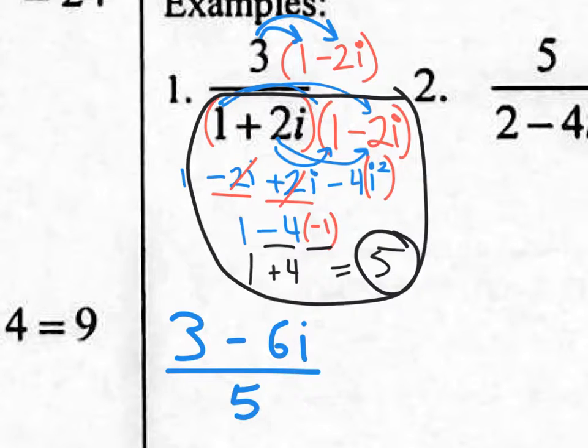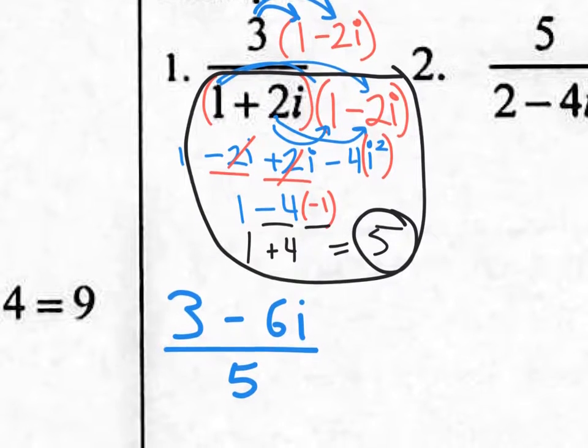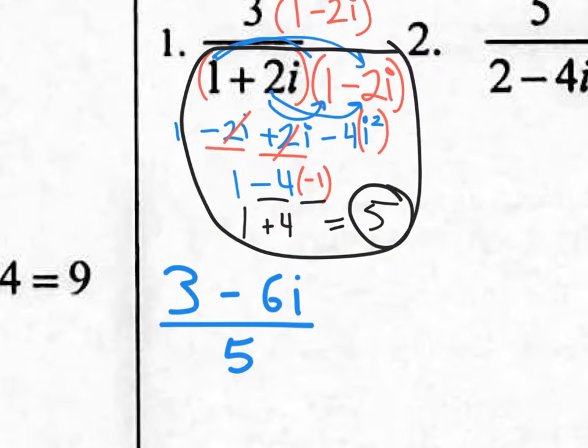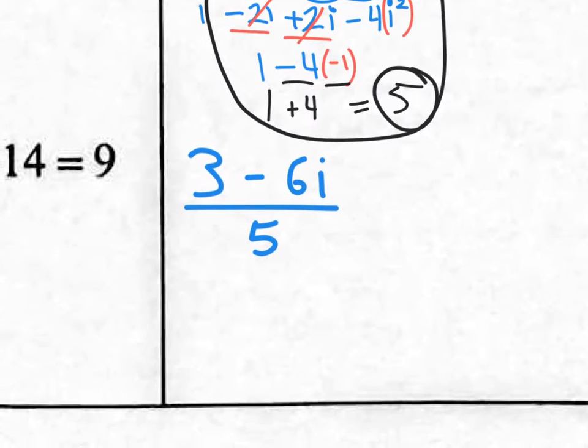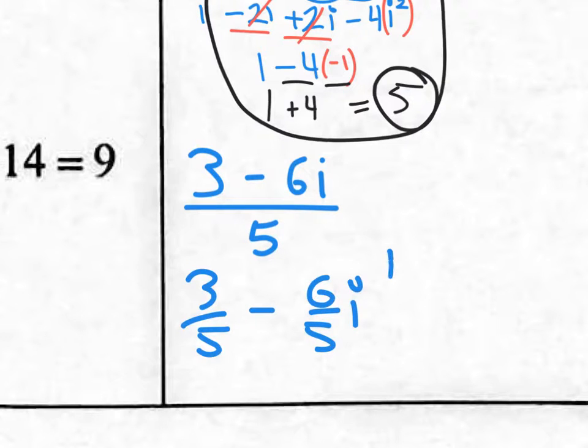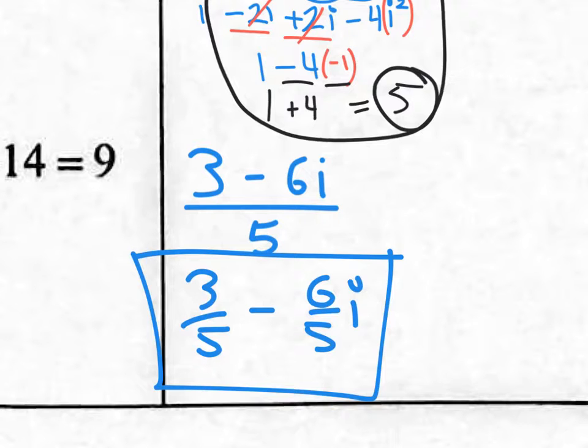So again, the key to this type of question is you do not want an imaginary number in the denominator. So we're going to get rid of imaginary numbers by multiplying both top and bottom by the conjugate. And notice that when you multiply by the conjugate, there is no more imaginary on the bottom. Now remember, a complex number is 2 pieces. You have the real part and the imaginary part. So I need to get this 5 and put it underneath the 3 and put it underneath the 6 and write them separately. So I'm going to go 3/5 minus 6/5 with an i. This is your final complex number answer.